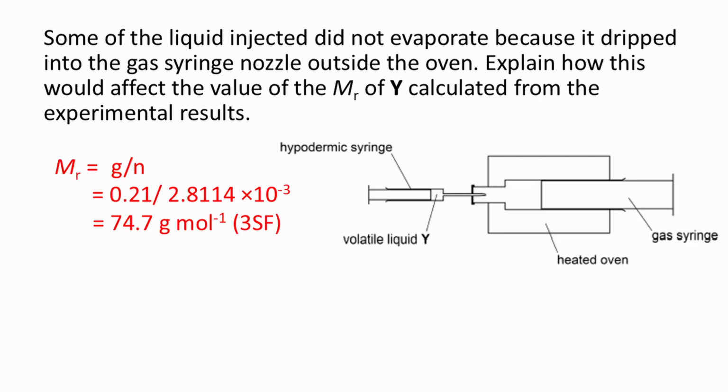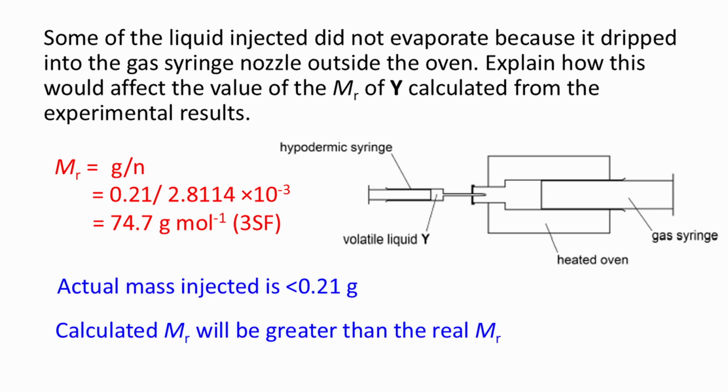You should recall that to calculate molecular mass we divide mass by amount of substance in moles. In this scenario, the actual mass injected is less than 0.21 grams, so the calculated value of Mr will be greater than the real value. 1 mark is given for each of the 2 points shown in blue here.